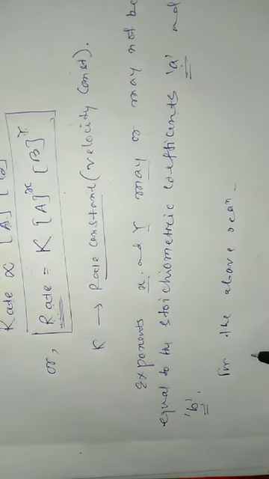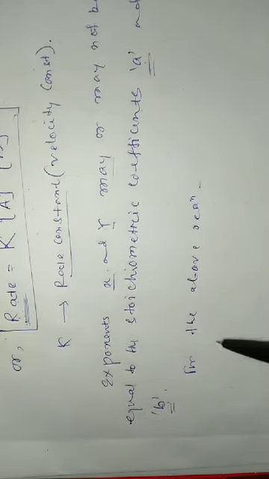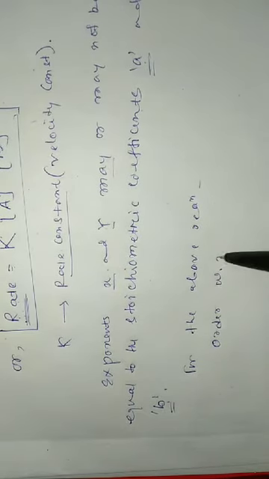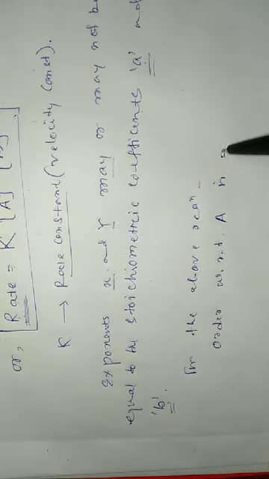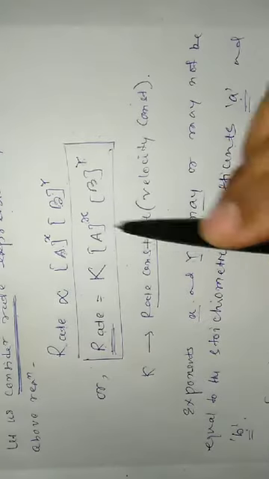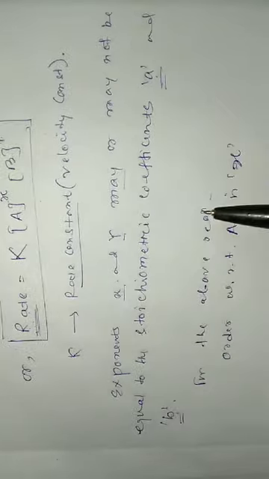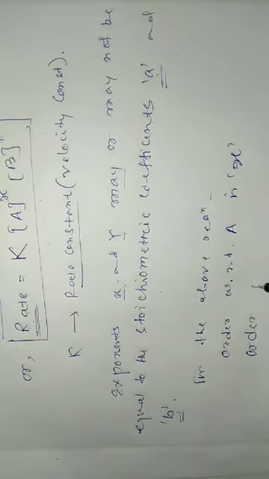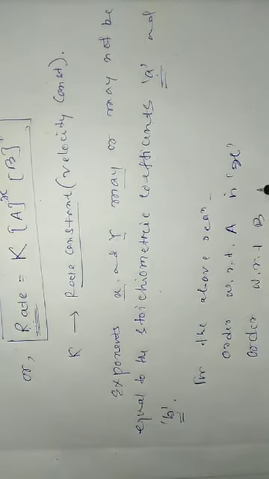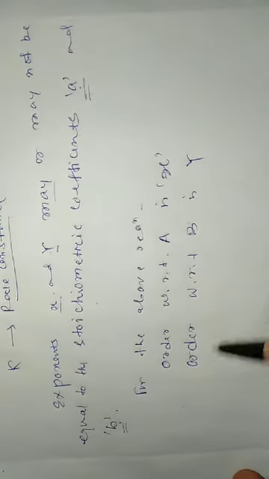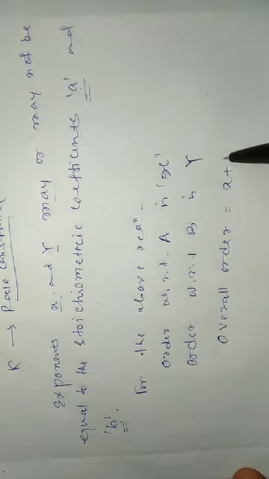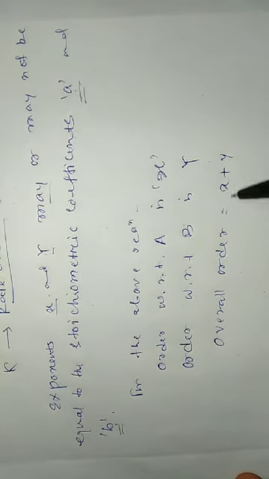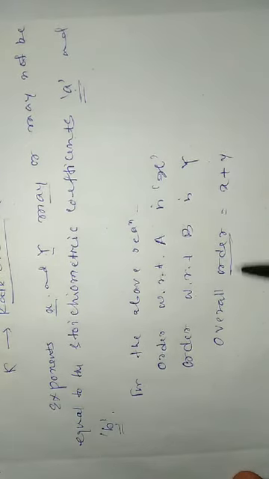So for the above reaction, from the rate expression, it is observed that order with respect to A is x, because the exponent of A in the rate expression is x. Similarly, order with respect to B is y. So how many overall order for the above reaction? x plus y. The sum of the exponents of the reactants in the rate expression is called the order of the reaction.